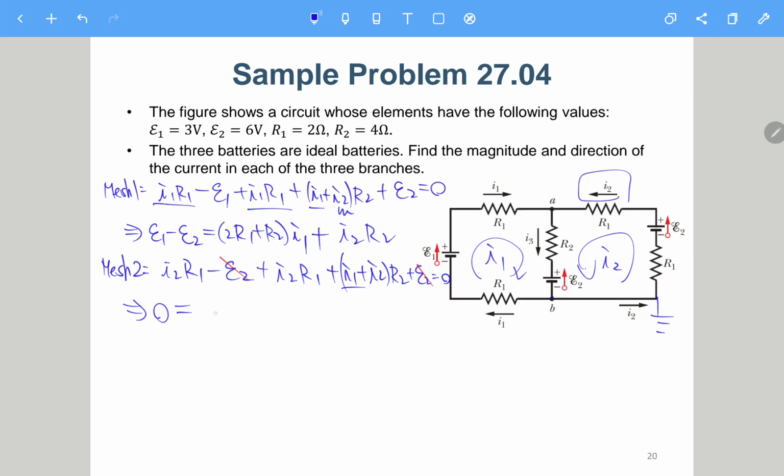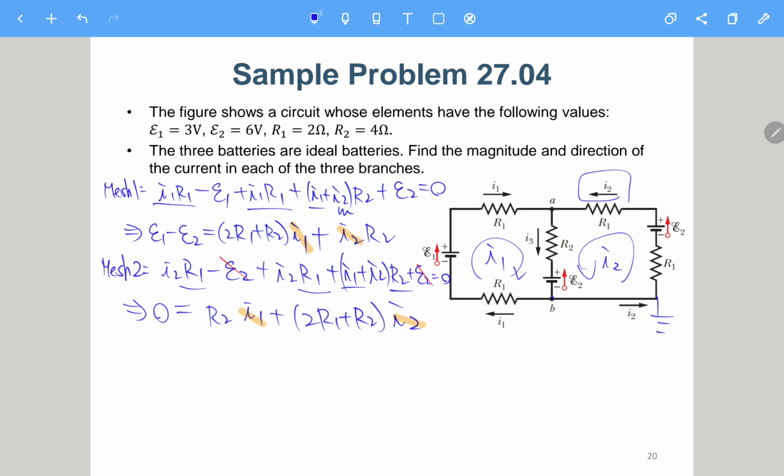So here we have I1, only this one. So we have R2 times I1, and then we have R1 and then R2, so 2R1 plus R2 times I2. Here we can see we have two variables, I1 and I2, with two equations. So we may be able to solve it.